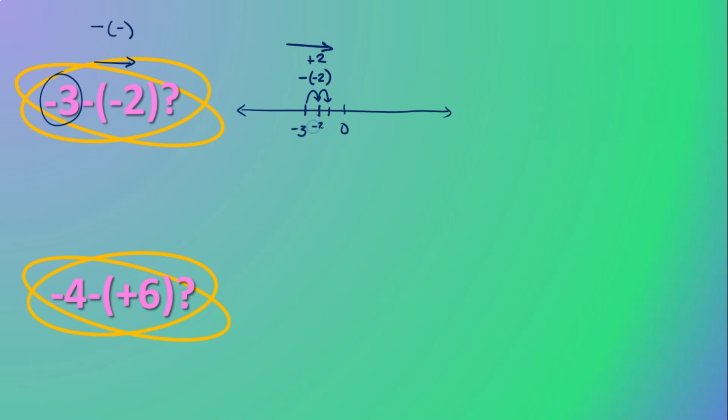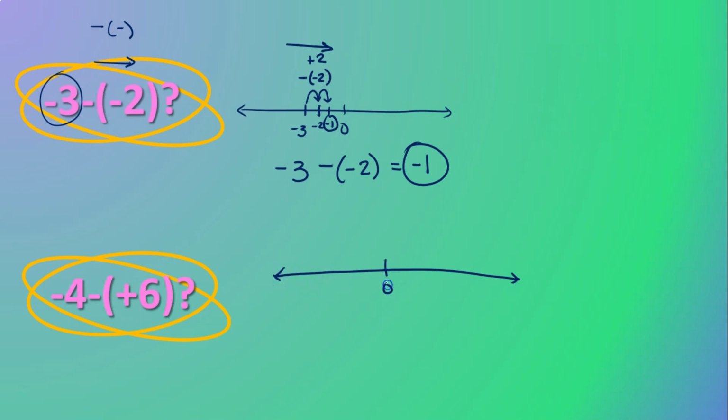So that means it's minus 2, minus 1. And now, because we started with minus 3, and we have subtracted negative 2 or added 2, and ended at minus 1, that is going to be our answer. Let's try it for minus 4 minus plus 6. So the same logic applies.